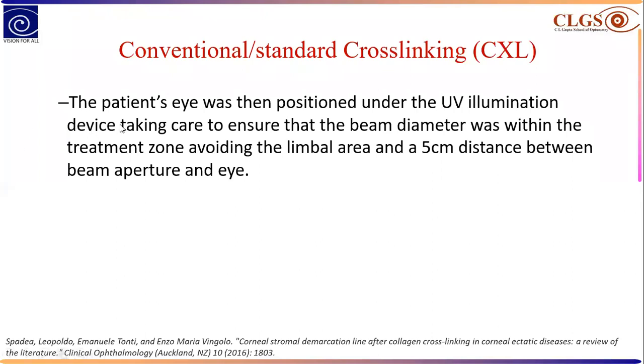After 30 minutes of putting riboflavin at a gap of every 2 minutes, the patient's eye is positioned under the UV illumination device, taking care to ensure that the beam diameter is within the treatment zone, avoiding the limbal area, and with a 5 centimeter distance between the beam aperture and the eye.